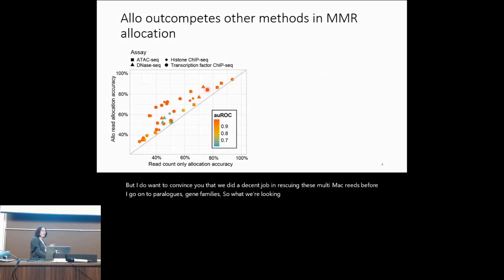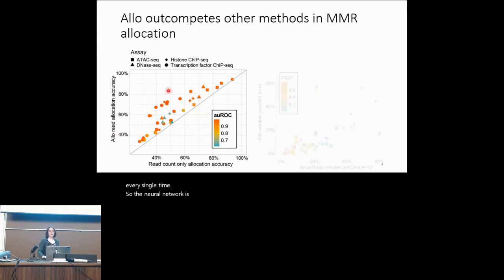What we're looking at here is about 40 different data sets in 5 different organisms across different assays. We have neural networks trained for each of these assays that you can use through our software. This is using read count only, which is the top portion of the method that I've shown. And then this is using Allo with the neural network. As you can see, it outcompetes just using the counts every single time. So the neural network is helping allocate these reads.